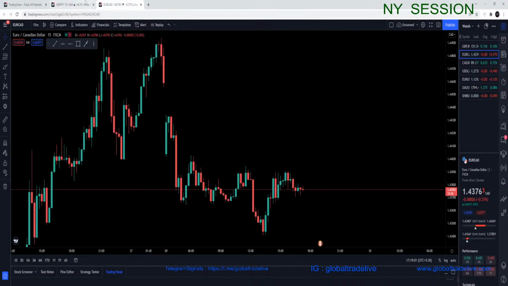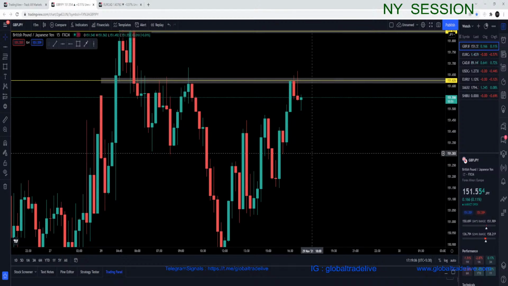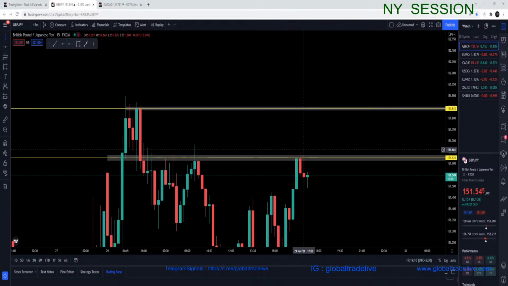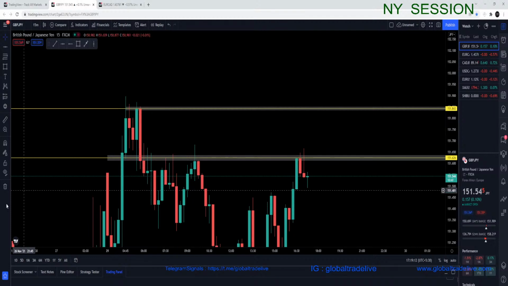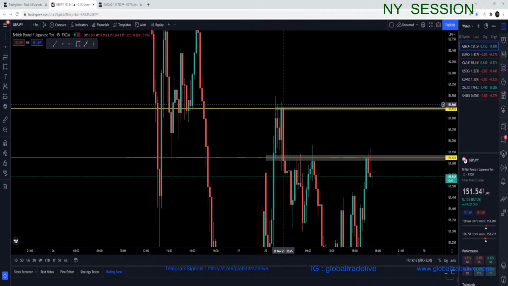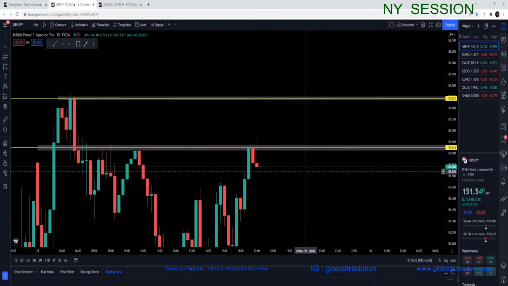EuroCAD, just garbage, nothing. So I think I'm gonna wait for a candle to close above this area, and then I'm gonna execute a buy on the next candle. So yeah, and above this level we have this clean range, so there won't be any problem.